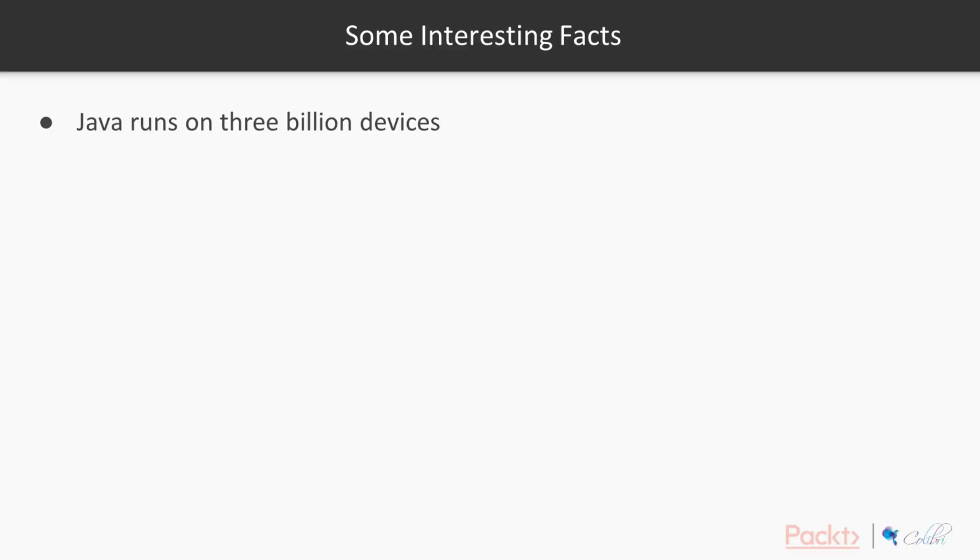So a couple of interesting facts. This is directly from Oracle. Java runs on 3 billion devices. So that's not just computers and laptops. It's also embedded devices, smartphones, DVD players, things in cars, all sorts of things like that. All of these can run Java and do run Java.